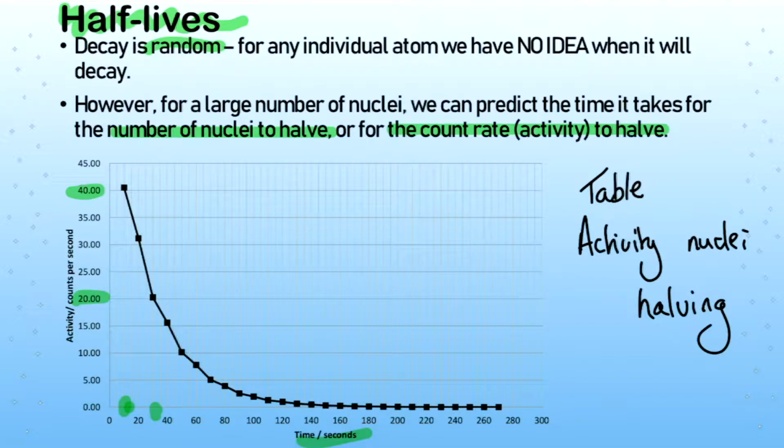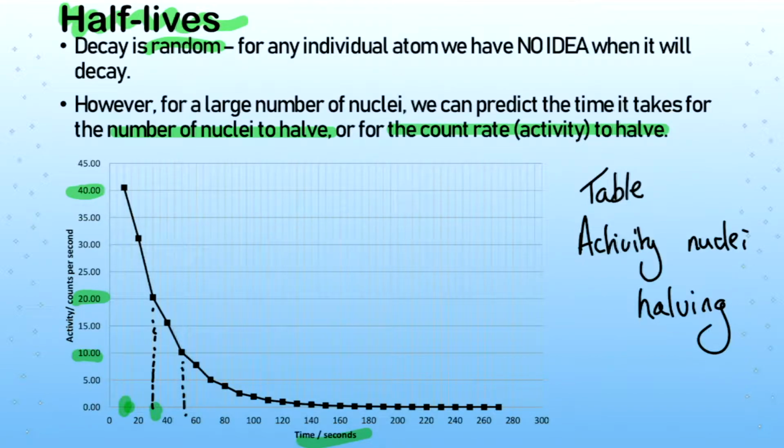If we then go from 20 down to 10, so again working down, and you should draw this on the graph to make it clear where you've taken your data from. So 20 down to 10, we've got there 30 seconds and 50 seconds. So again, it's 20 seconds. And every 20 seconds it should be halving.